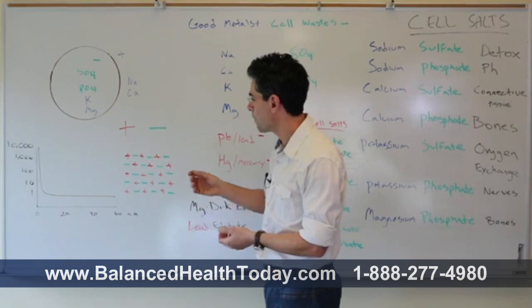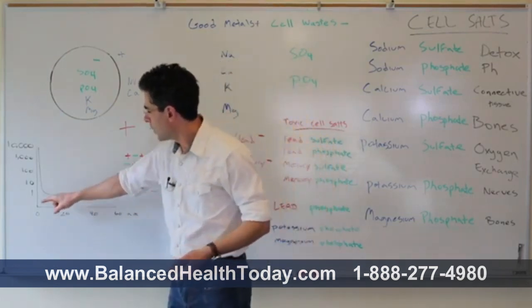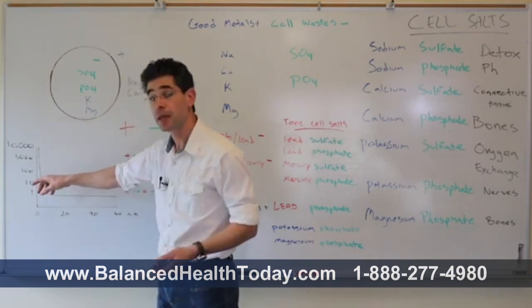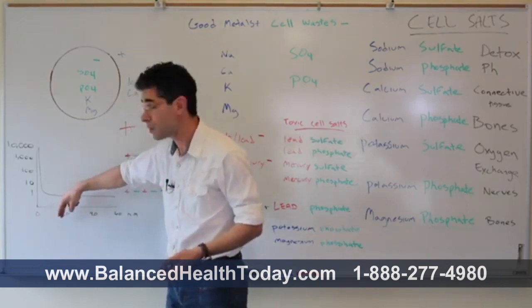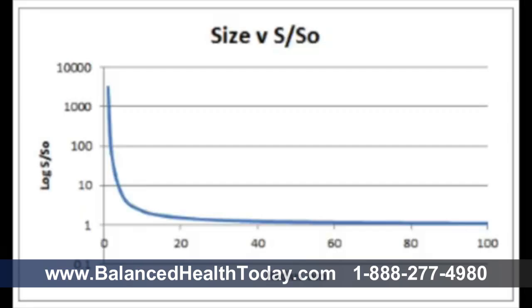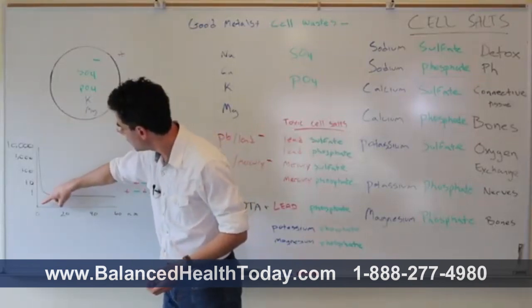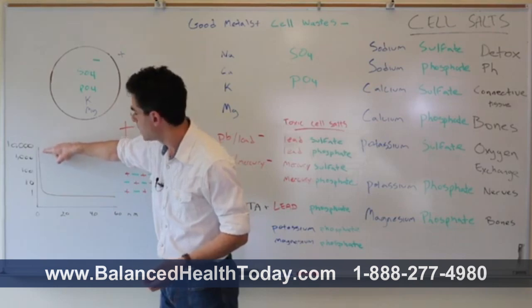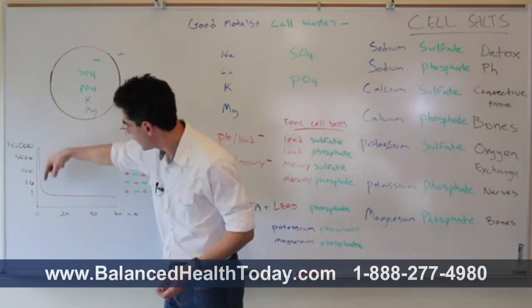Now, in this graph, the numbers going up here exponentially are solubility, how easily it dissolves into water, and in this direction, its size in terms of nanometers. So what it says is, if something is really, really small, it's very, very soluble. And as it gets bigger, it becomes less soluble.